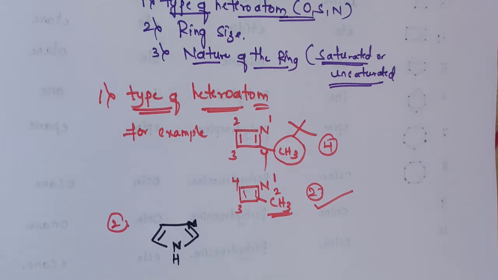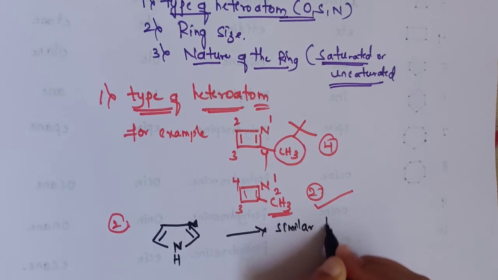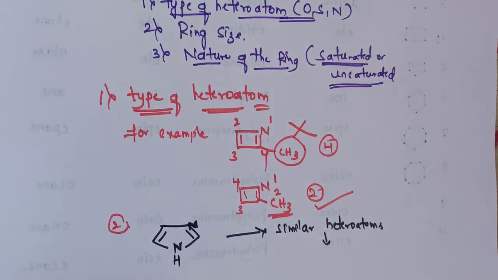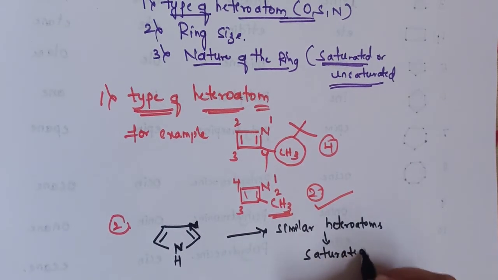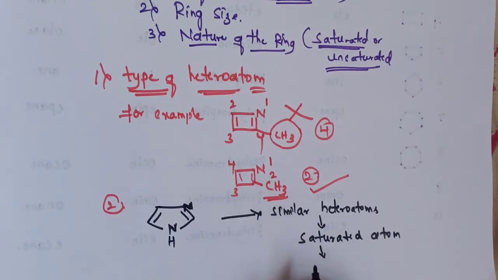So how to name that? Here, should we name this nitrogen first or this nitrogen first? So here we are getting a confusion. We should always remember first: if similar heteroatoms are present, the numbering should preferably commence at the saturated atom only. Then comes the unsaturated atom. Okay, first is the saturated atom and then comes the unsaturated atom. I will show you how.